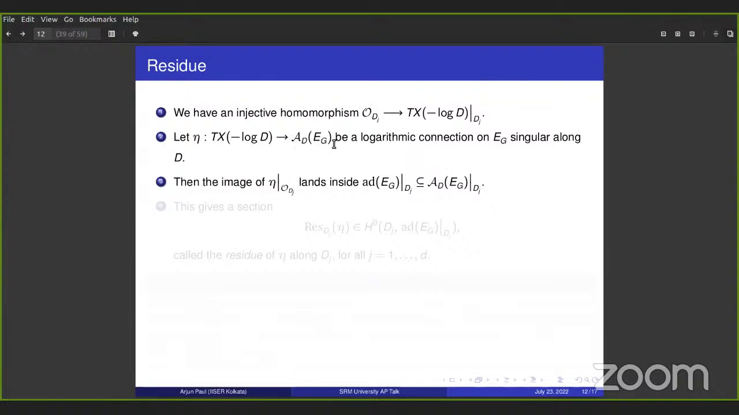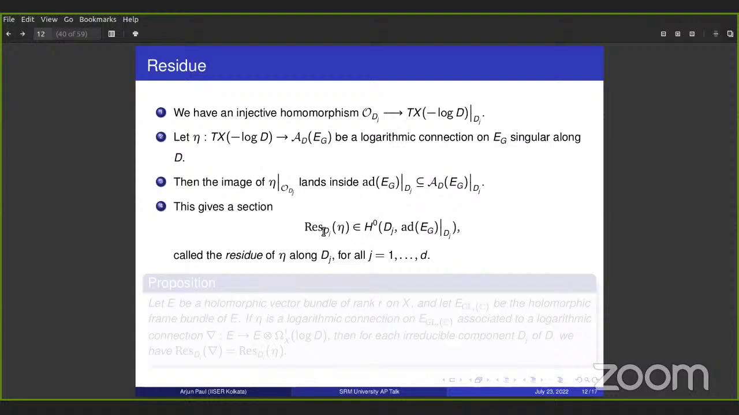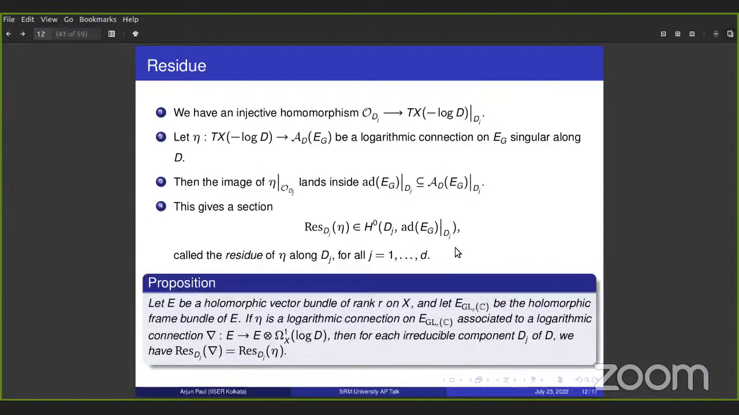And it turns out that the image of this composed map actually lands inside the sub-bundle, the adjoint bundle of E_G restricted to D_j. This image defines a section. This section is called the residue of this logarithmic connection in the case of principal bundles. So this is the residue of this logarithmic connection eta along the divisor D_j. This is a global section of the adjoint bundle restricted to D_j. So this is called the residue of eta along D_j, for each j.